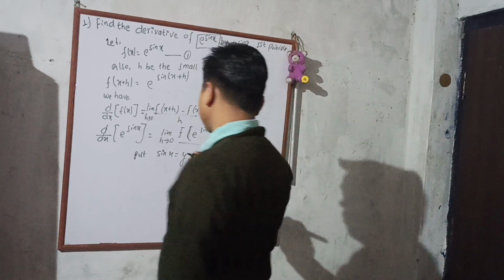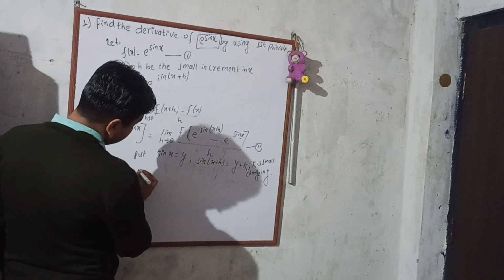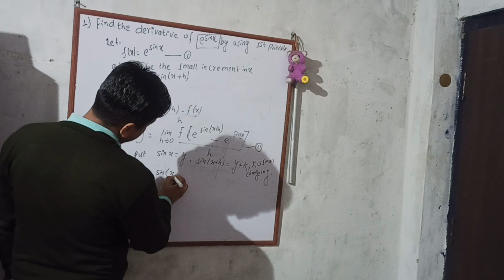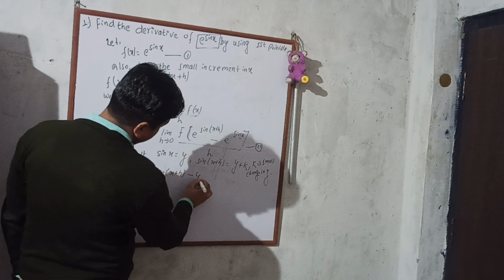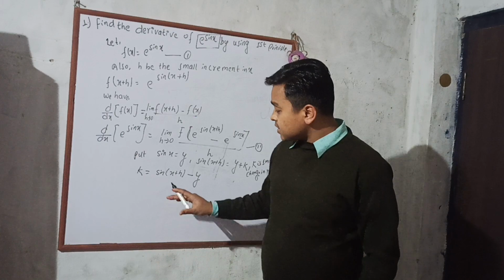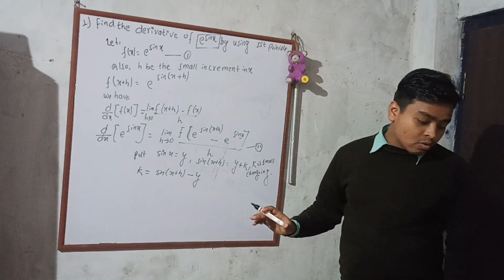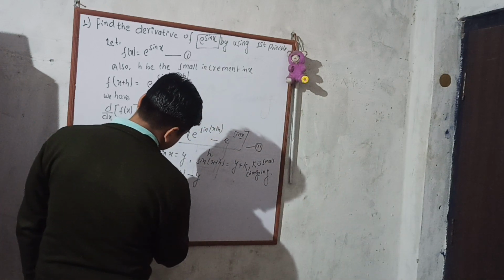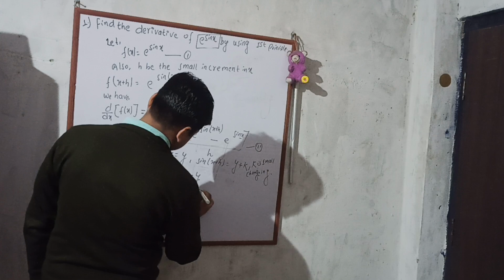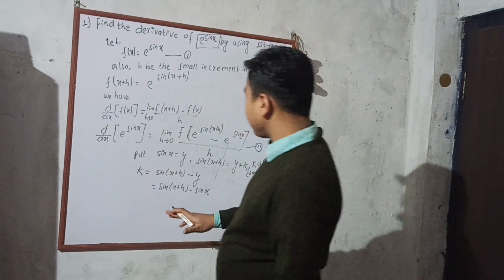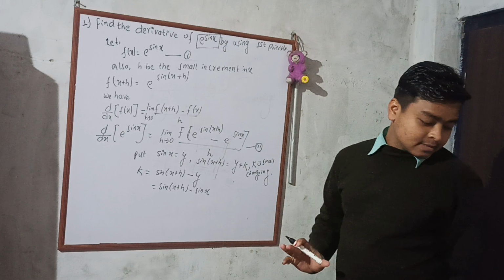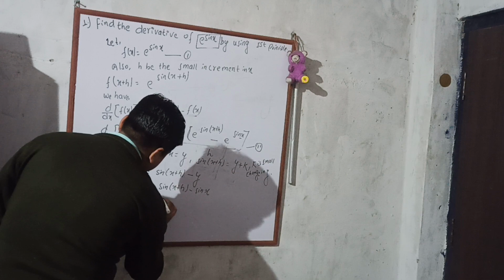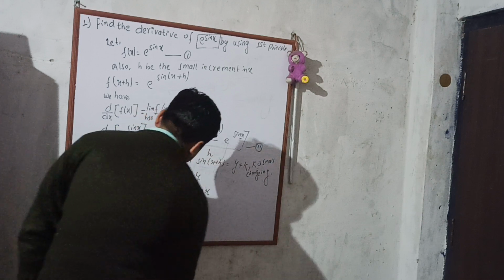If we calculate the value of k, then k is equal to sin(x plus h) minus y. Here it becomes simply sin(x plus h) minus sin x, since y means sin x. As h tends to 0, k also tends to 0.